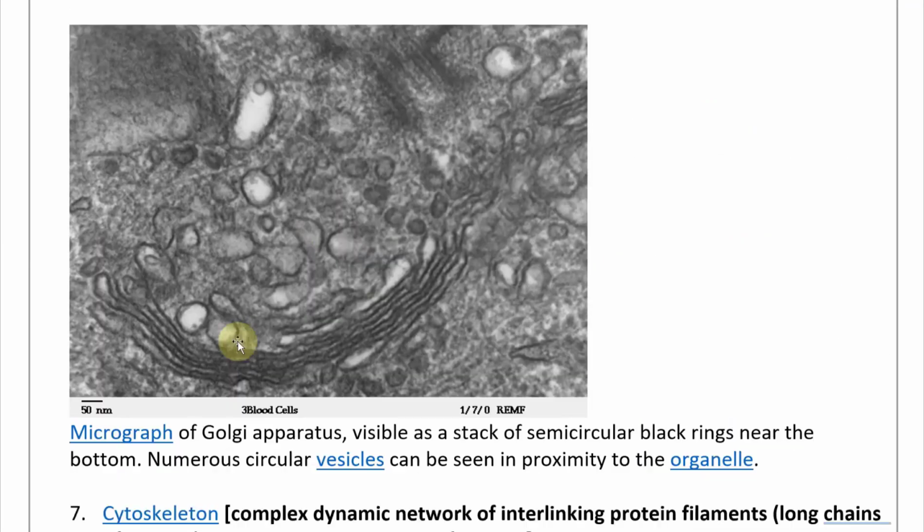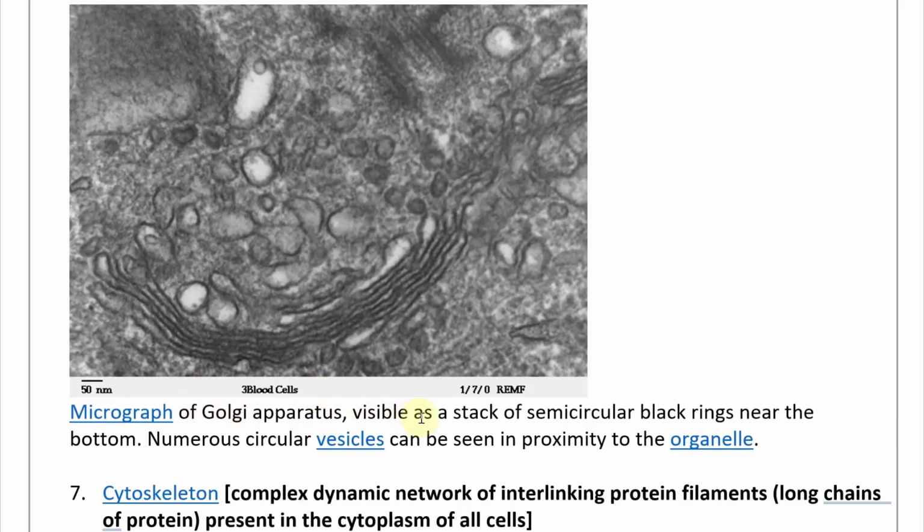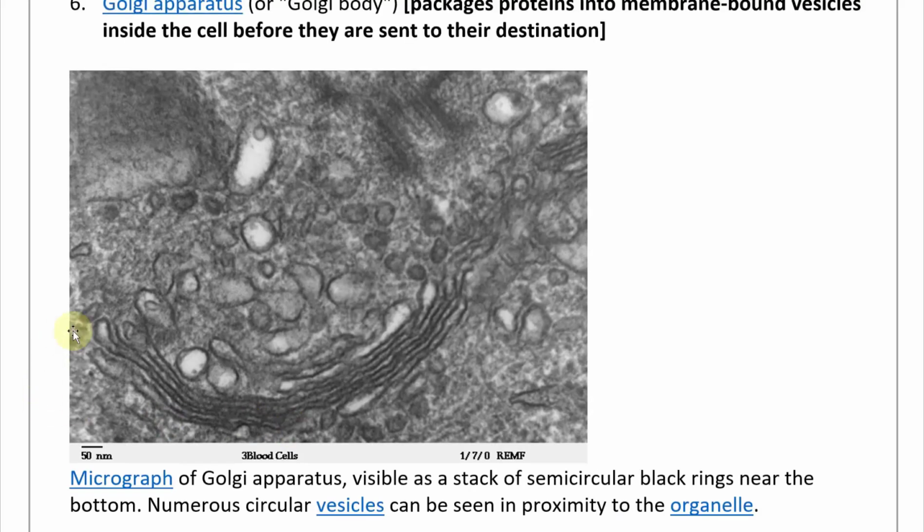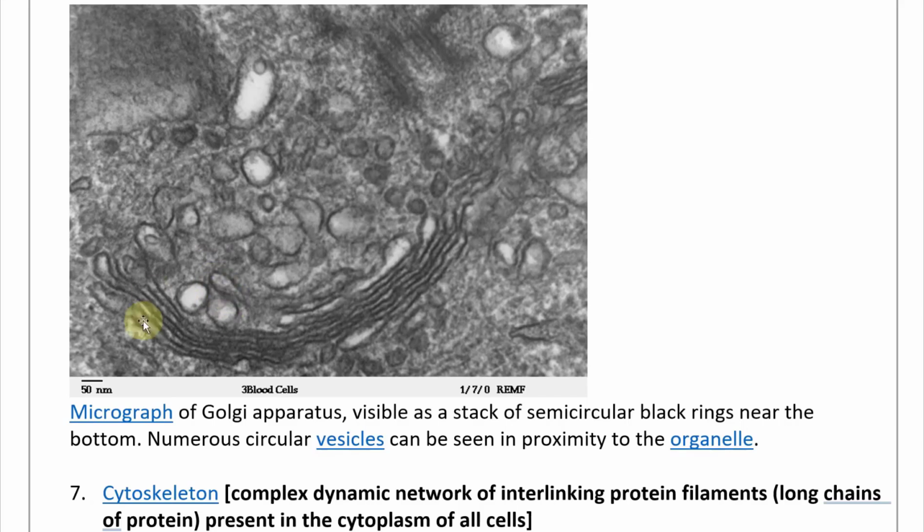Let's go here, and this is a micrograph of the Golgi apparatus, visible as a stack of semicircular black rings near the bottom, and numerous circular vesicles can be seen in proximity to the organelle. So right here. It looks like, yeah, these are the semicircular black rings over here, and there are the other circles nearby, the circular vesicles around it.